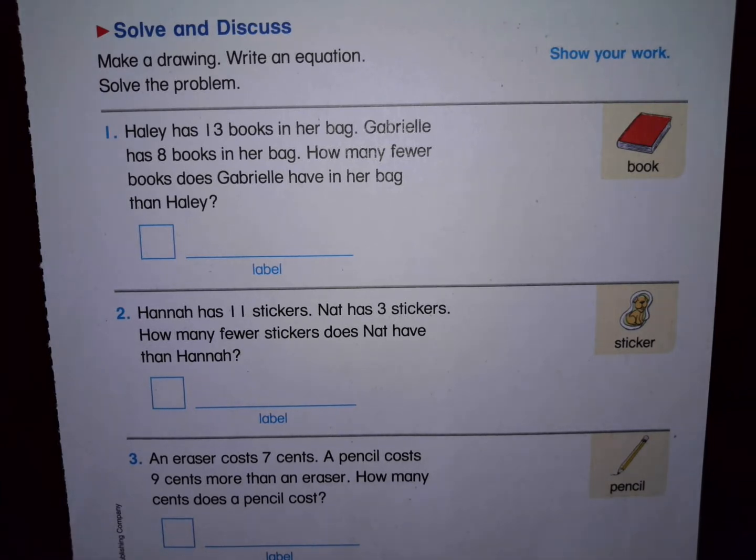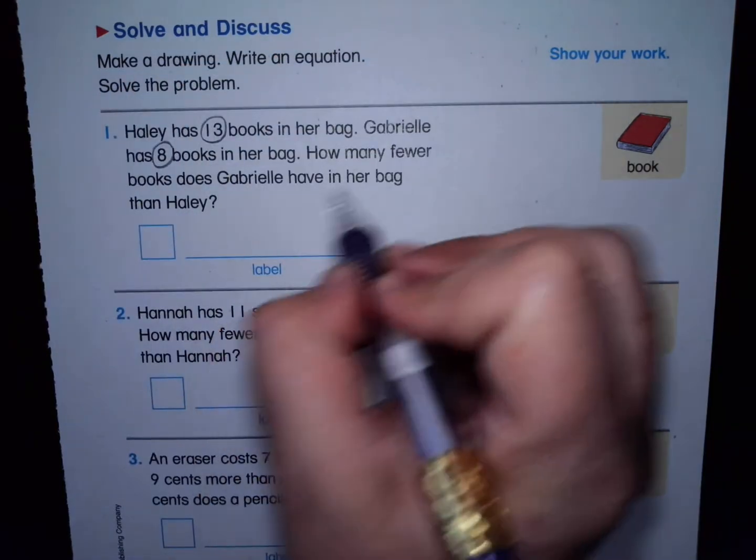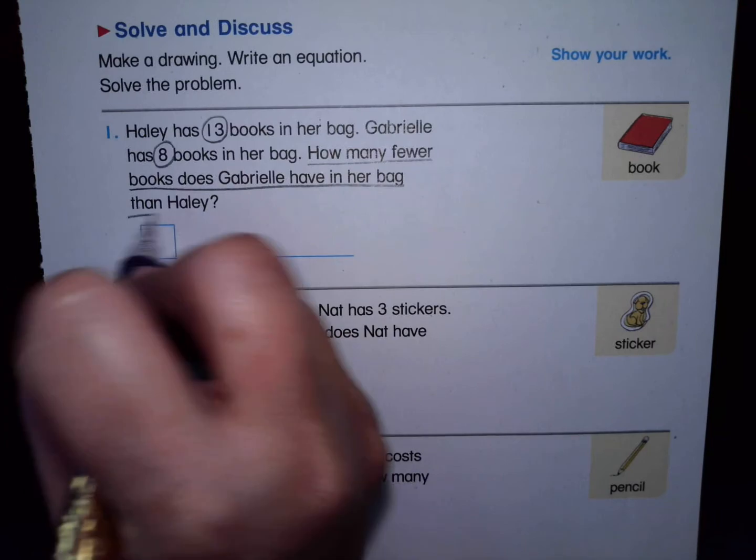Number 1, Haley has 13 books in her bag. Gabriella has 8 books in her bag. How many fewer books does Gabrielle have in her bag than Haley? So I'm going to use my cube strategy. I'm going to circle my numbers. I'm going to underline my question and find my label.